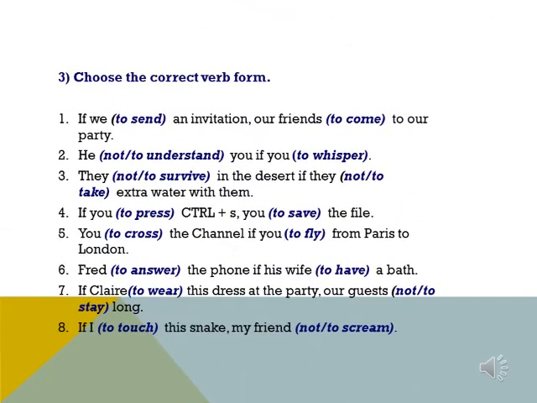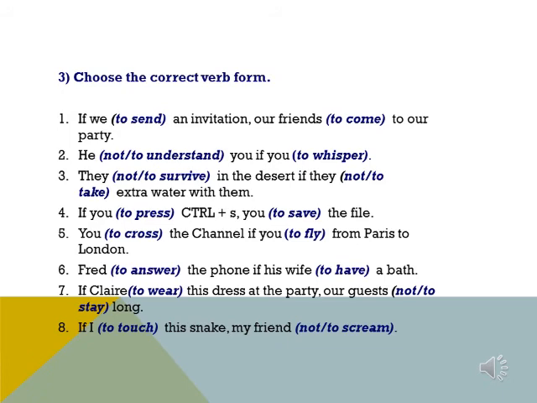Now let's put into practice what we have seen so far. So here, please, why don't you choose the correct verb form? Number 1, if we to send an invitation our friends to come to our party. Number 2, we not to understand, if you to whisper. Number 3, they not to survive in the desert if they not to take extra water with them. Number 4, if you to press CTRL plus 8, you to save the file.